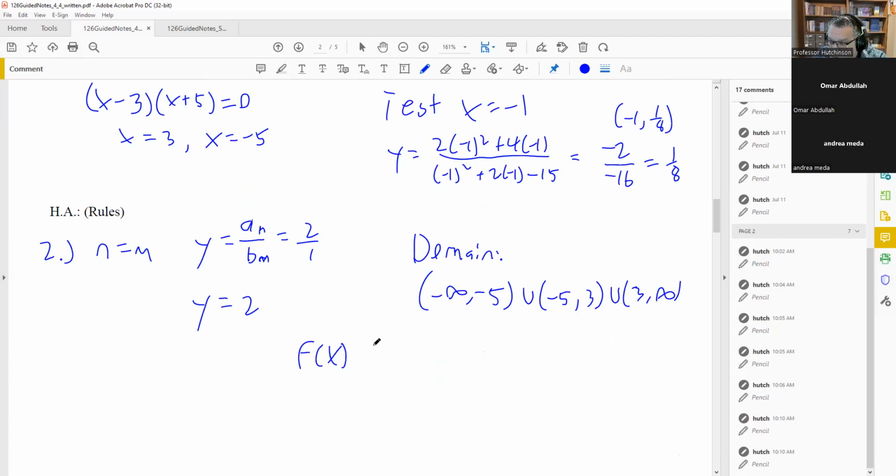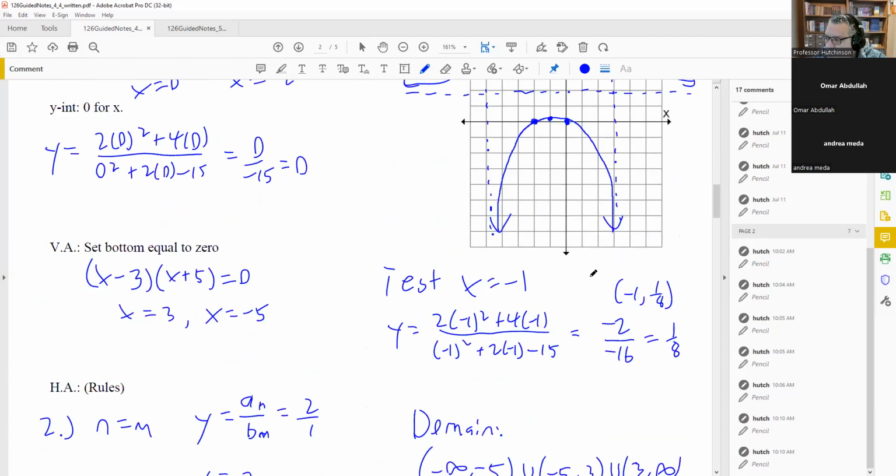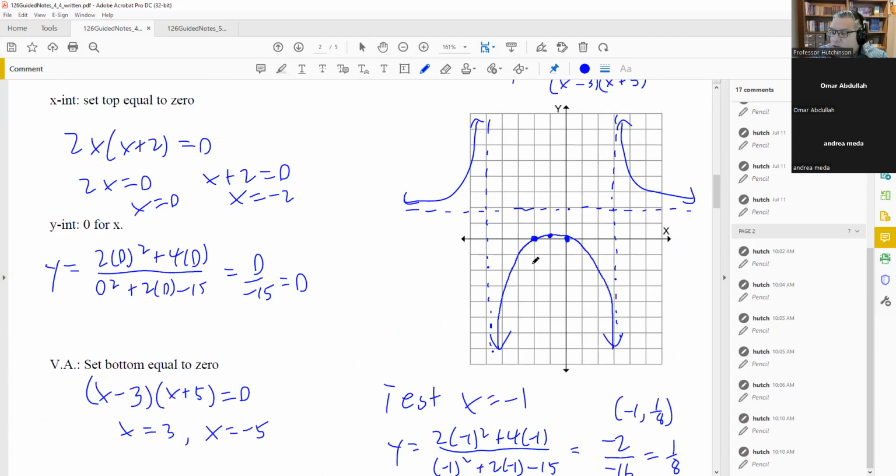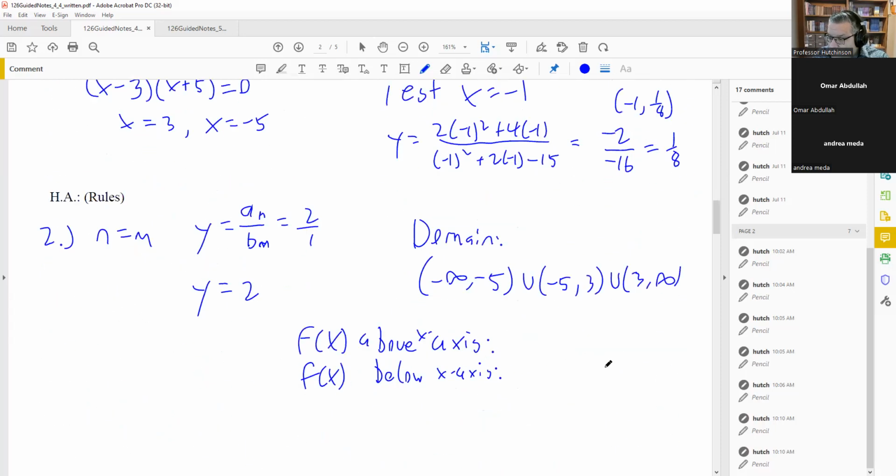F of x, we'll say f of x above x-axis, f of x below x-axis. So this is x-axis, this is x-axis. Okay, so above x-axis and below the x-axis. Let's do that for this one here. All right, so let's do above the x-axis. So we have this section. So we have negative infinity to -5.